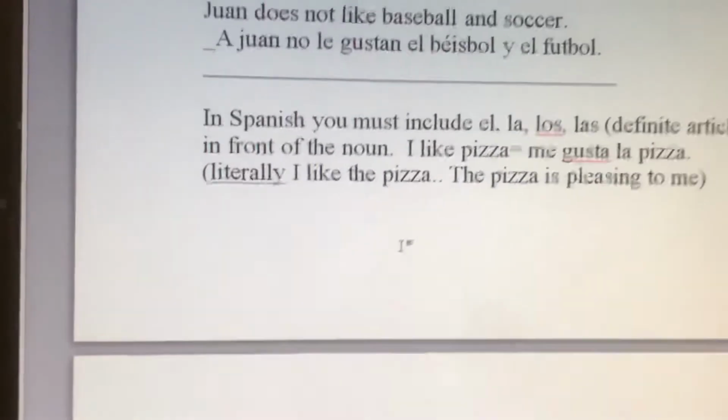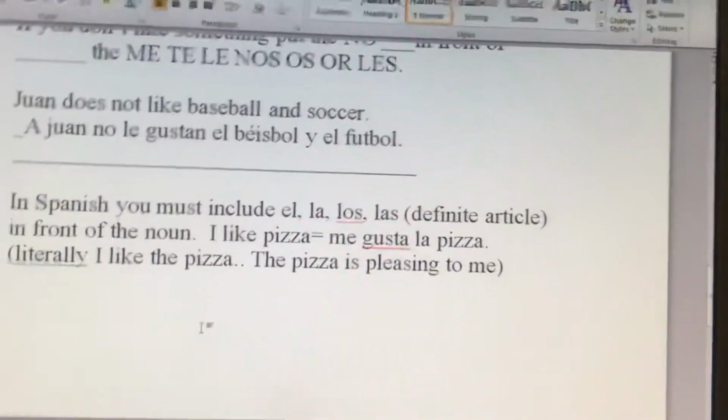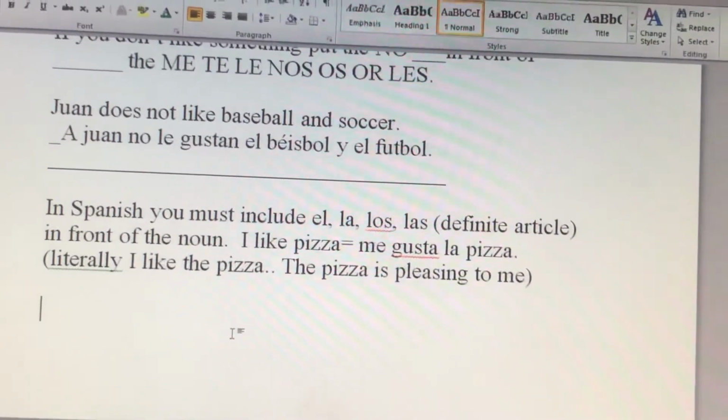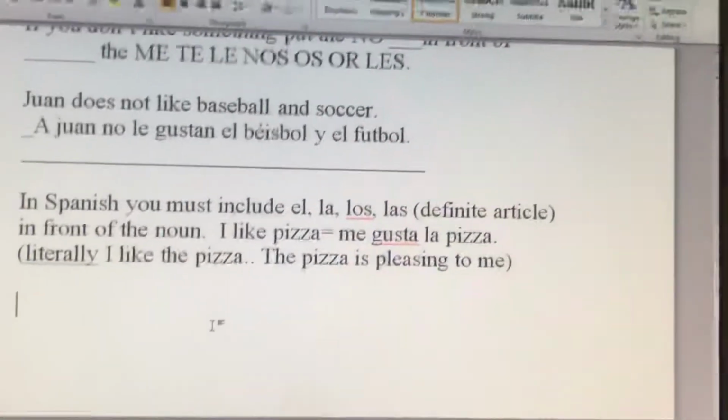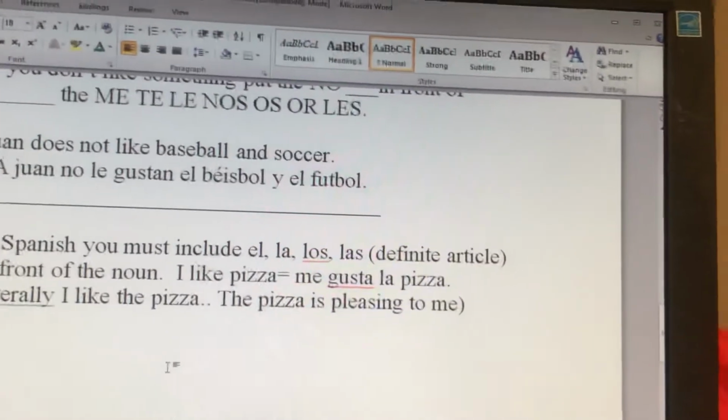Okay, and this is just reiterating. In Spanish, you must include the el, la, los, las in front of the noun. I like pizza. Me gusta la pizza. And so that's literally, I like the pizza. The pizza is pleasing to me.